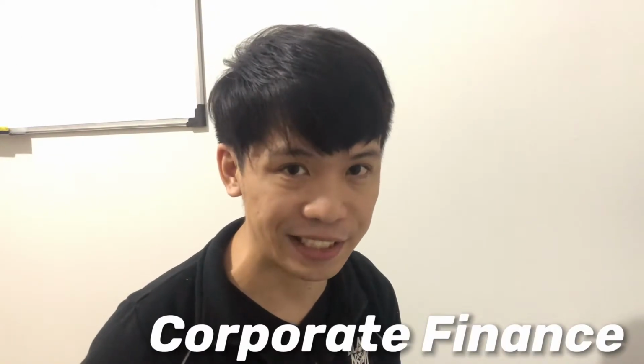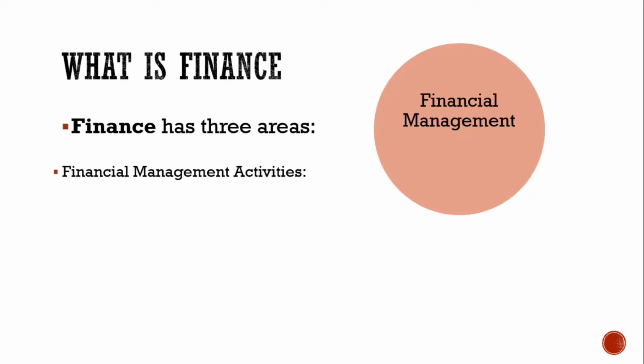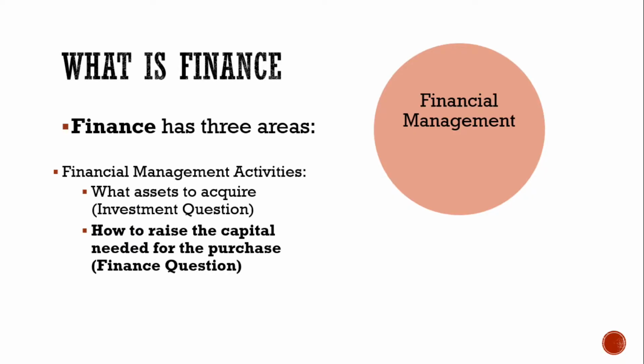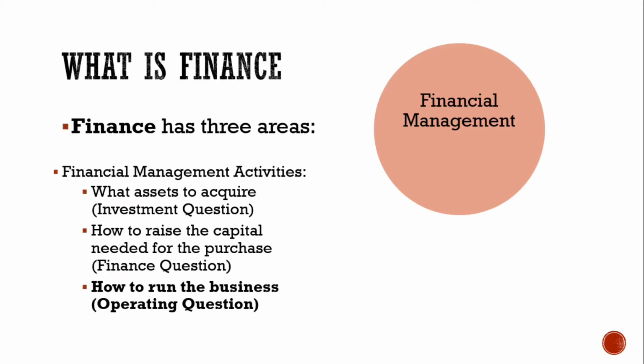Our main event would be financial management, also known as corporate finance. The best way to understand financial management is to know the activities under its scope. It includes what assets to acquire. This is the investment question. How to raise capital needed for the purchase of such assets. This is called the finance question. How to run the business, which is the operating question.